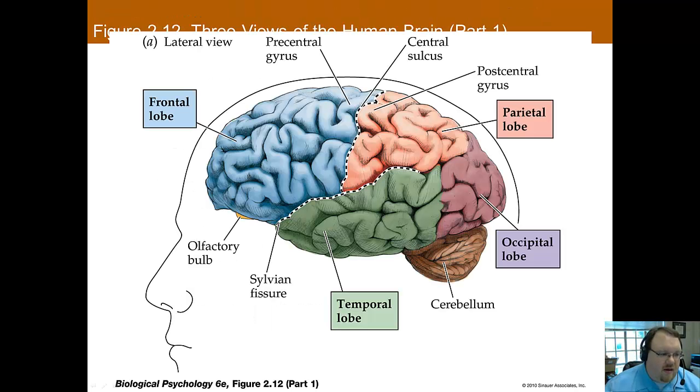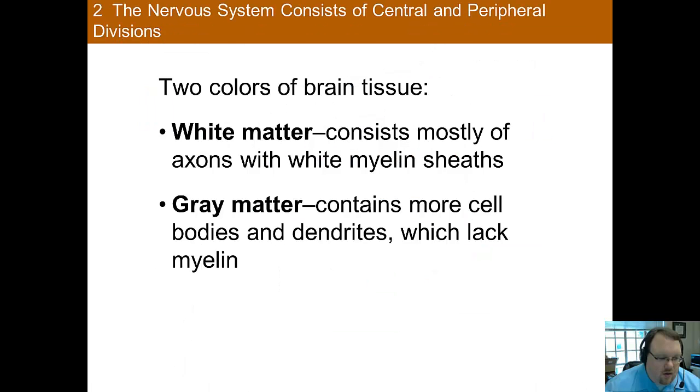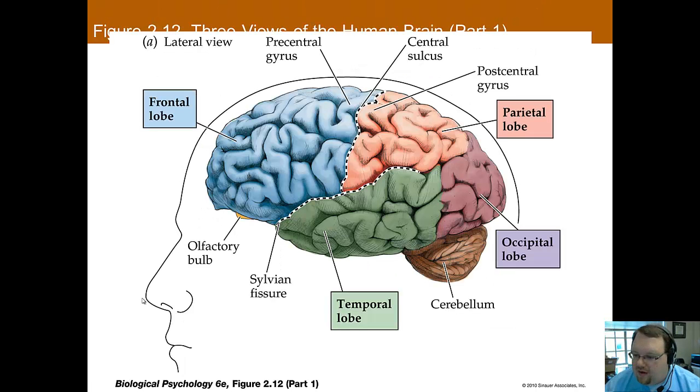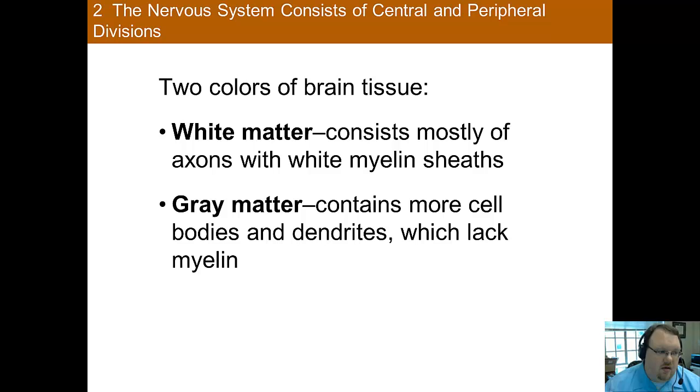So here they are. You have the frontal lobe toward the front, parietal lobe here, occipital lobe toward the back, and temporal lobe down here. Just know roughly where these are and what they do. Oops, I just realized I was pointing to the wrong one. So again, frontal lobe, parietal lobe, occipital lobe, temporal lobe.